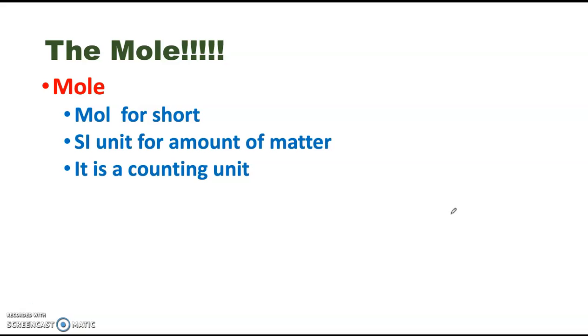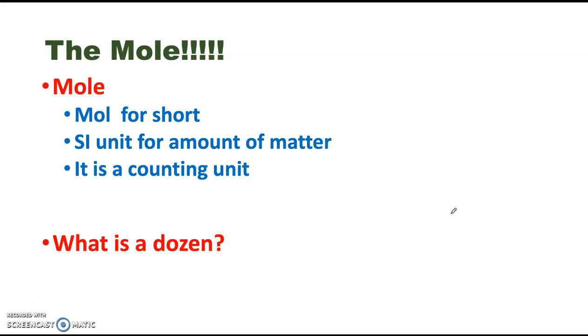Because the more you can understand what the mole is, the easier it will be to do problems with the mole. When I learned about the mole the first time, I remember I figured out how to do the problems, but I didn't really understand what the mole was. So my goal is to make sure you really understand the background of it.